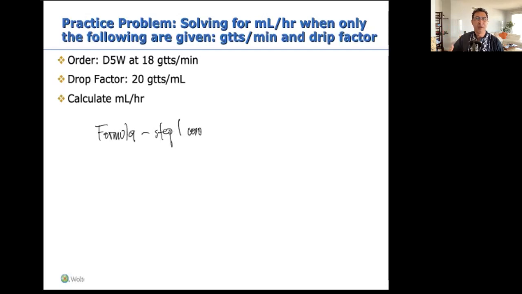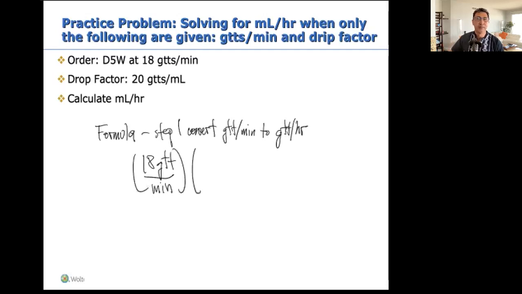Calculates mL per hour, since I need to be working in hours, not in minutes. If you look at my order, it says drips per minute. I need that in hours. So what am I going to do? I need to multiply it by 60 because 60 minutes is 1 hour.